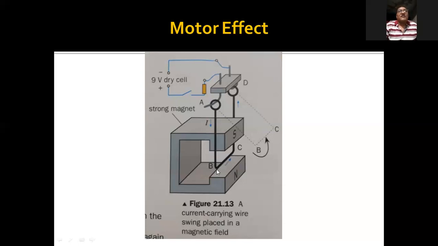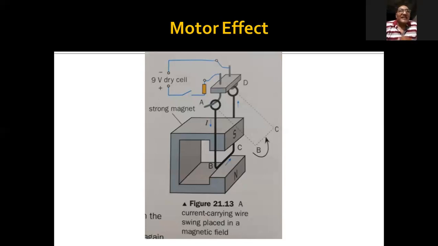When the current flows through the BC side of the ABCD coil, we are interested actually in this BC side of the coil. The magnetic field of the horseshoe magnet is from north pole to south pole, so the magnetic field here is exactly upward. This conductor BC is a portion of the ABCD coil, and the current is flowing from B to C. So the direction of the current and this conductor are perpendicular to the magnetic field. The magnetic lines are going directly from north to south, and the conductor and the current in it are perpendicular to the direction of the magnetic field.